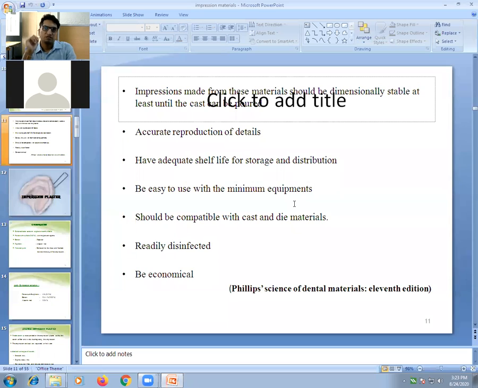It should be used with minimum equipment. It should be compatible with any material which we pour. It should be disinfected and it should be economical.